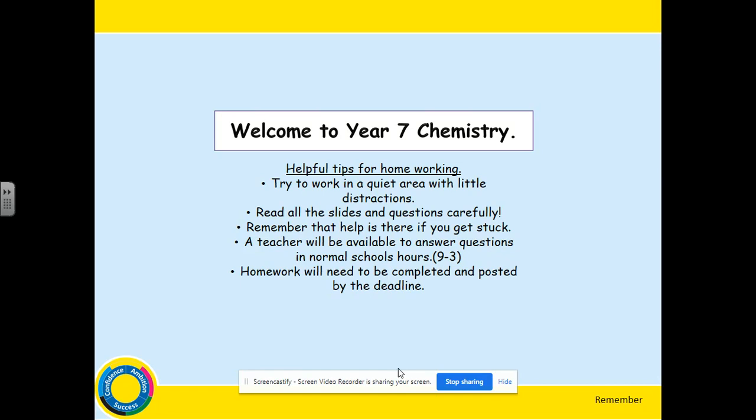We have a few tips for you while you work at home. Try to work in a quiet area with little distractions. Read all slides and questions carefully. Remember that if you get stuck, help is here. Teachers will be available between 9 a.m. and 3 p.m. And always remember, homework will need to be completed and posted by the deadlines.